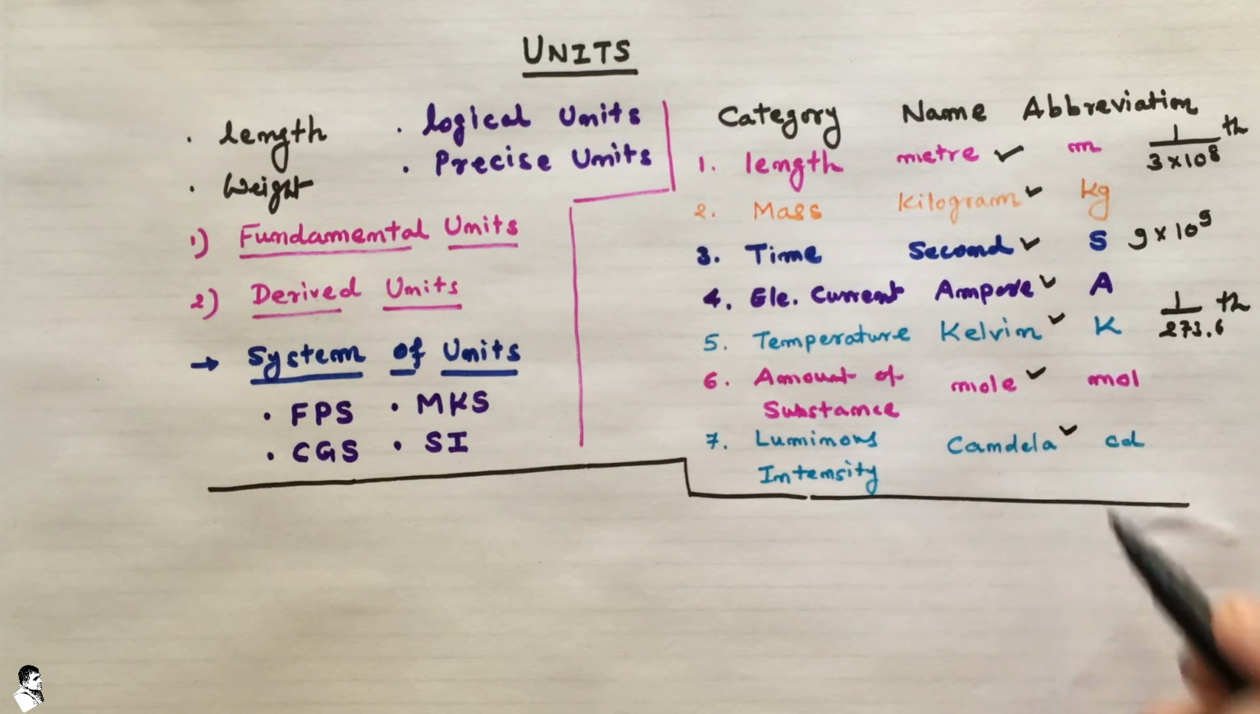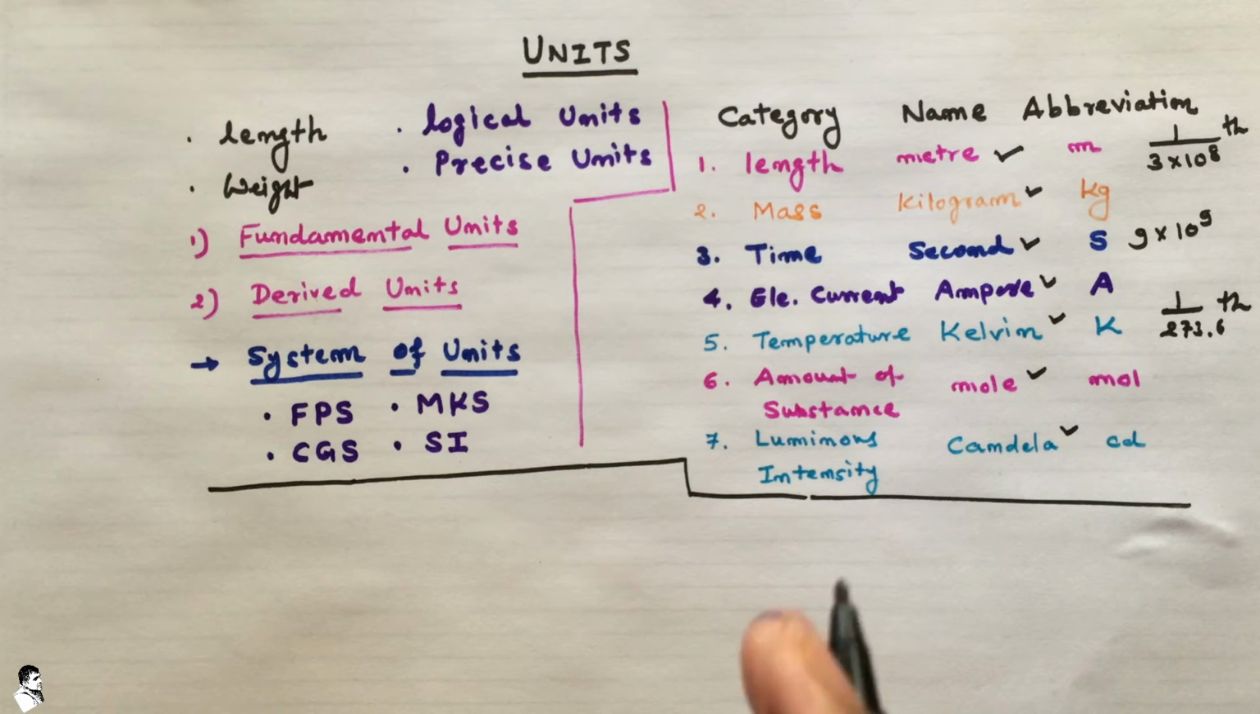The last one is the candela. It is the basic unit of luminous intensity and is defined as the intensity of a source of light of a specified frequency which gives a specified amount of power in a given direction. So this is the definition and detail about fundamental units.